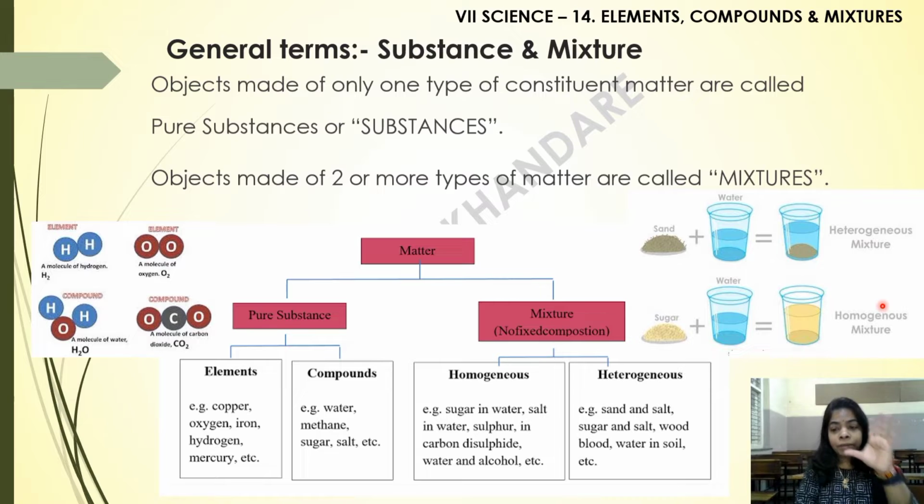Homogeneous means you will see the mixture as one thing. You will not see different substances in that mixture. But in heterogeneous mixture, you will see different components in it. So this is something extra we need to know. And see the composition of elements, children. Elements are made of same type of particles. And compounds are made of different types of particles. Here hydrogen element means HH. Oxygen element means OO. Water compound means O and H, oxygen and hydrogen both. And carbon dioxide means carbon and oxygen both.